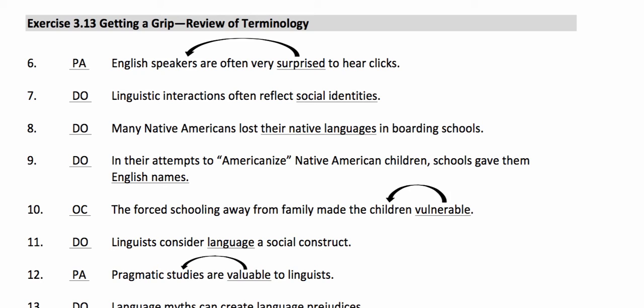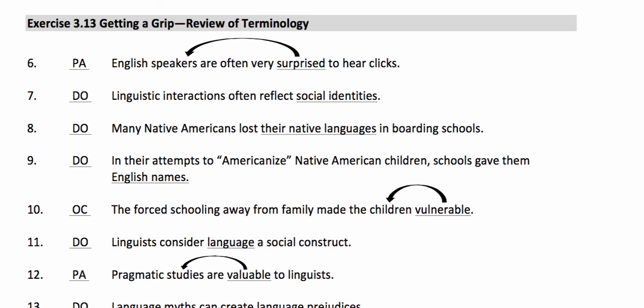Linguists consider language a social construct. So here we have S, linguists, TV, consider, we have language, and a social construct. So we have two noun phrases. So we have to decide, is this IO plus DO or DO plus OC? Linguists consider a social construct to language? No, we can't say that. So it is not IO DO, but it is, language does equal a social construct. So this is DO plus OC, therefore language is DO.